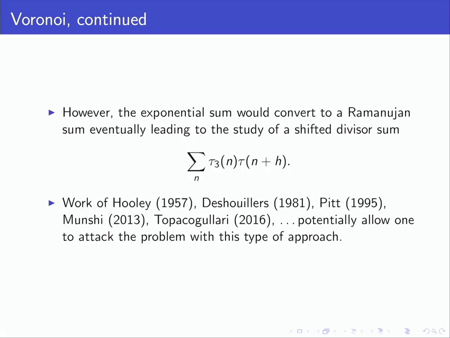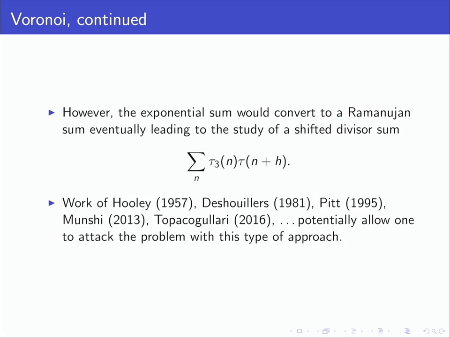So if you do that, your Kloosterman sum becomes a Ramanujan sum. Ramanujan sums are a lot easier than Kloosterman sums. You can evaluate them in terms of divisor sums. And then after you do this in a bunch of steps, you get a shifted divisor sum, tau 3 of n versus tau of n plus h. And there's various work on these types of problems.